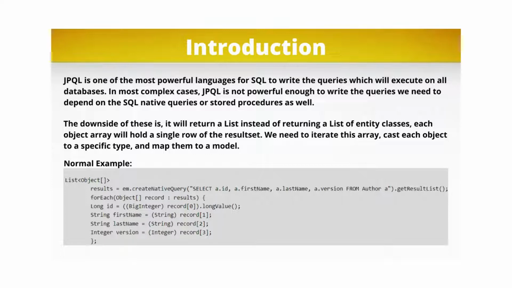The downside of these is that it will return a list of object arrays instead of returning a list of entity classes. Each object array will hold a single row of the result set. We need to iterate this array, cast each object to a specific type, and map them to a model.